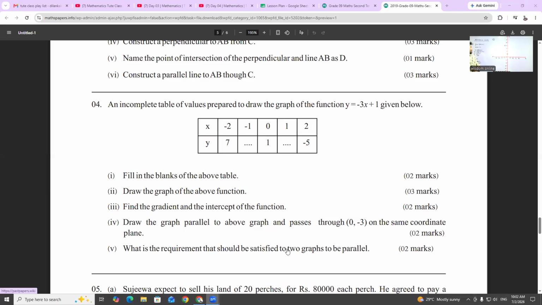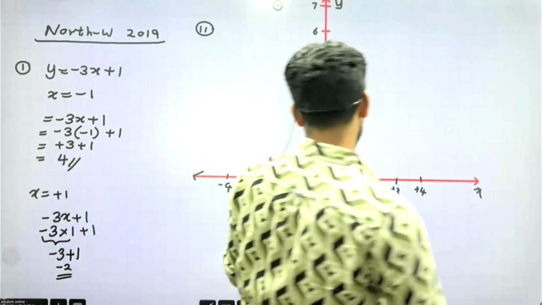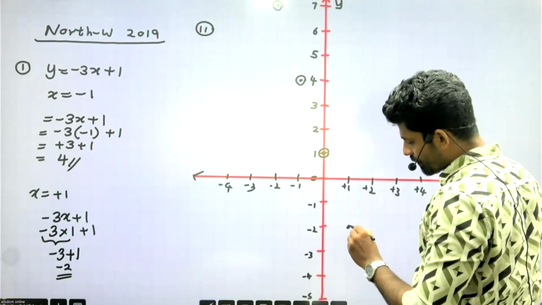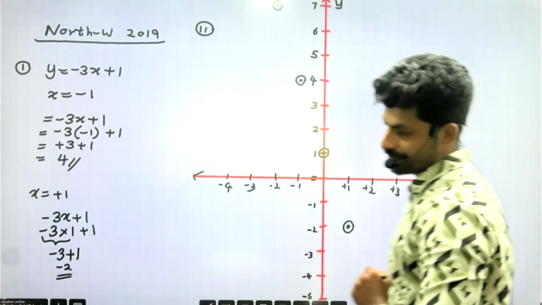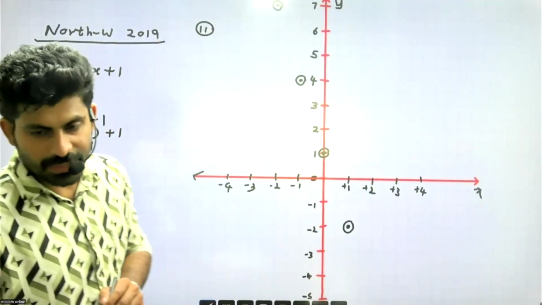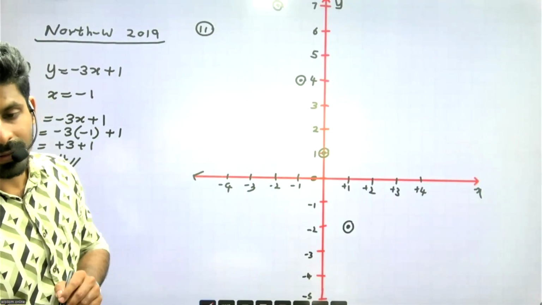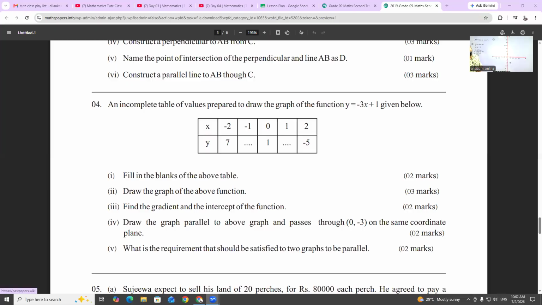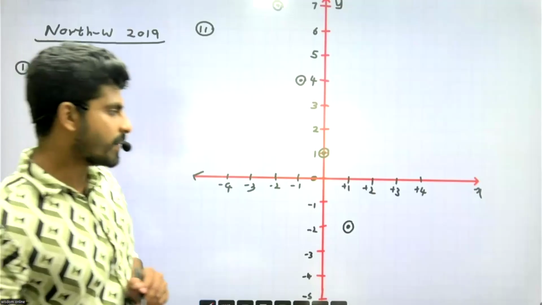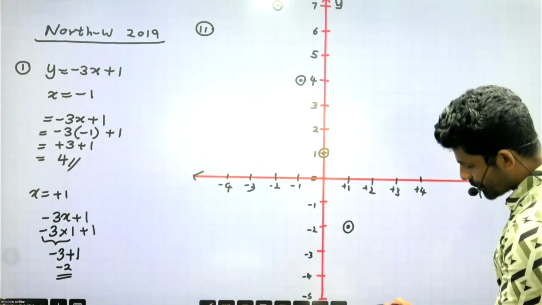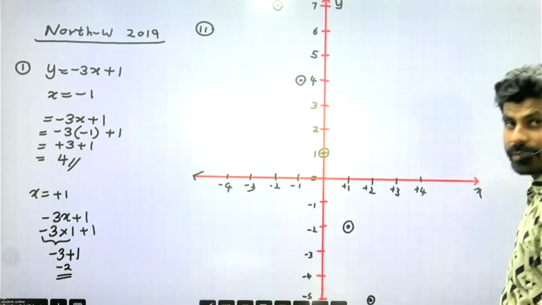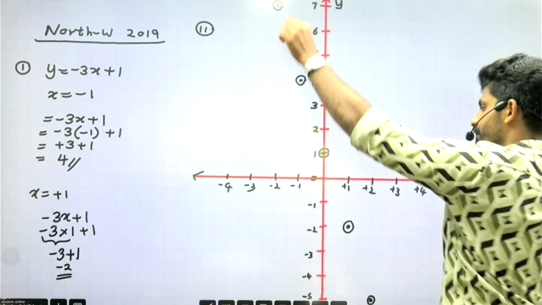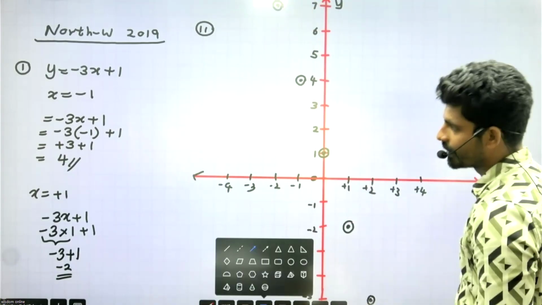1 to negative 2. 1 to negative 2. 2 to negative 5. Then you can draw the graph.